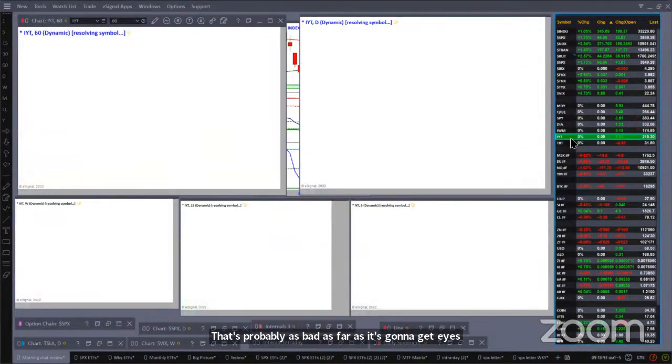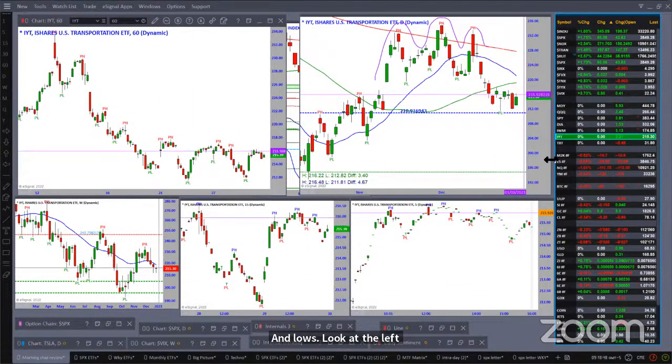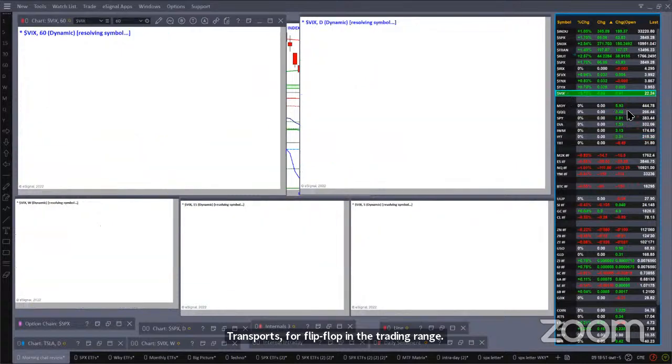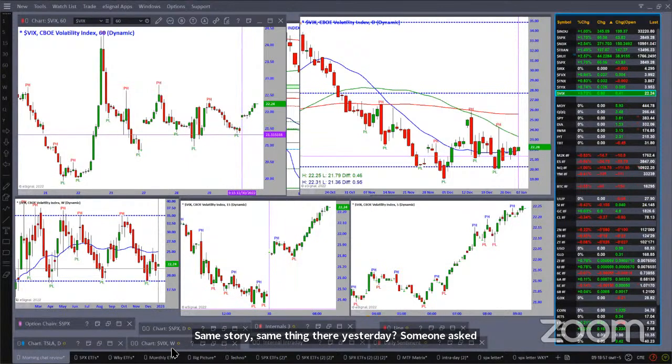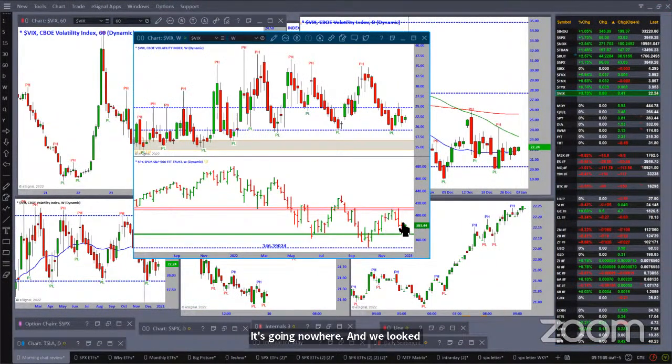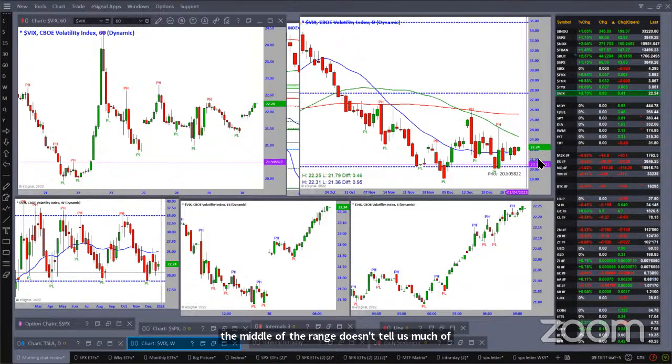Highs and lows, look to the left. Transports flip-flopped in the trading range. Same story there. Yesterday, someone asked about the VIX. It's going nowhere. We looked at this chart, and each time it got down here, the market sold off, and it's just flat in the middle of the range. Doesn't tell us much of anything. As we look at all this information, sometimes it gives us a good heads up, and other times there's just nothing much here to go on.